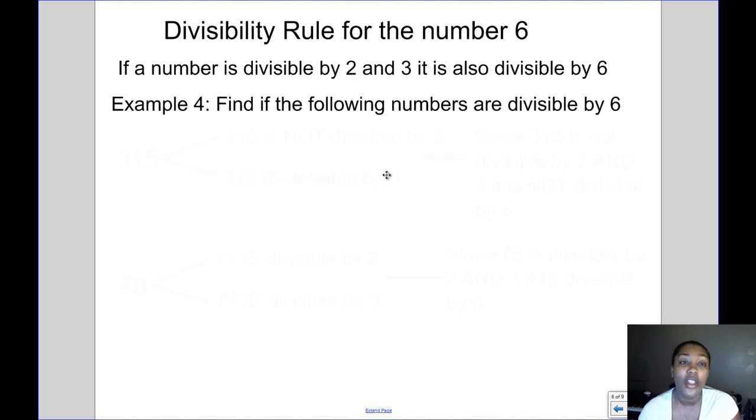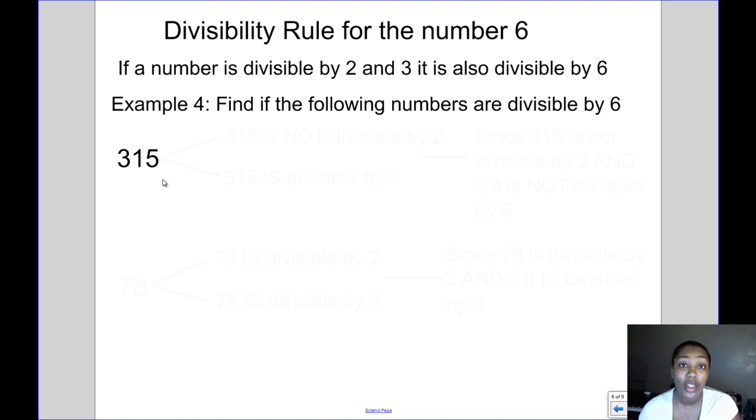Next is the divisibility rule for the number 6. If a number is divisible by 2 and 3, it is also divisible by 6. So let's look at some examples. We want to know if the following numbers are divisible by 6. So here's our first number, 315. So we have to test it twice.